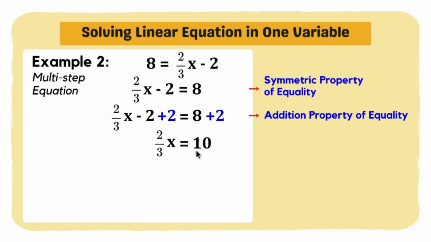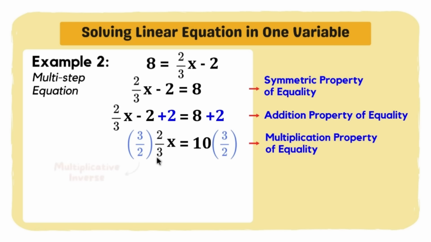Now, how are we going to get the value of x only? Paano natin tatanggalin si 2/3? We can now use the multiplication property of equality by multiplying the multiplicative inverse. Okay? So, here we have 2/3. Ang reciprocal niya is 3/2. Or yung kabaligtaran niya. Yun po ang i-multiply natin. So, pag nag-multiply tayo dito, multiply din tayo sa right side.